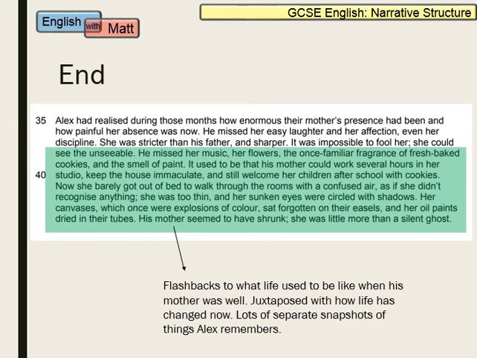And the way that's done is very like snapshots of lots of different separate images. So he sees her oil paints, for example. He sees the lack of flowers, or remembers the flowers she used to have. He remembers the cookies that she used to make as well. So lots of images really that he is remembering to help him remember how life has changed now that his mother has become probably bedridden and can't do these things anymore.